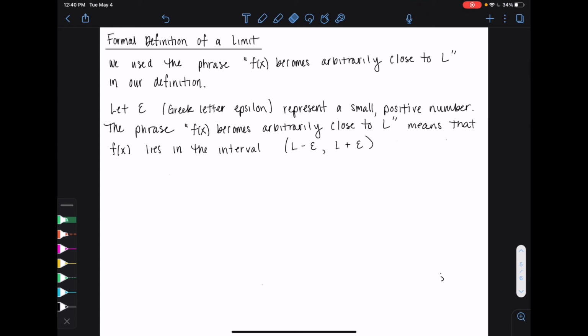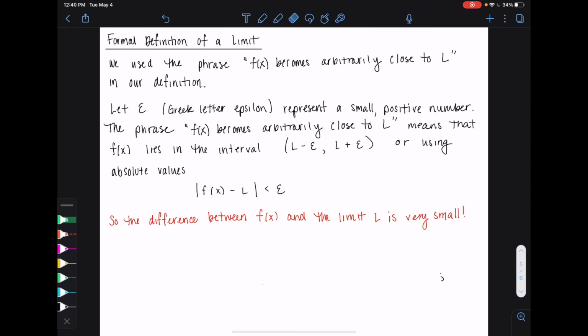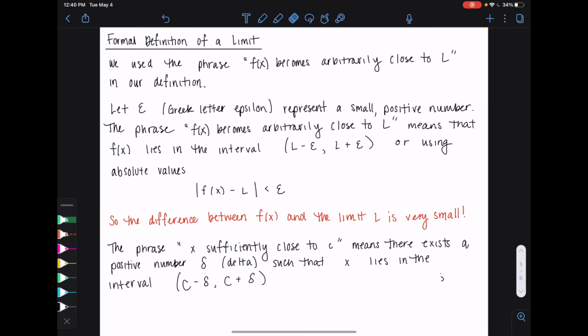That interval is a little messy looking, so instead we're going to look at it using absolute values. If I look at the difference between my function values and the limiting values, it is super tiny. So that is all this absolute value is telling us. The difference between f of x and the limit L is very small. Okay? Now this has to happen when x is close to c. So I need to come up with another inequality that really talks about that in the same manner.